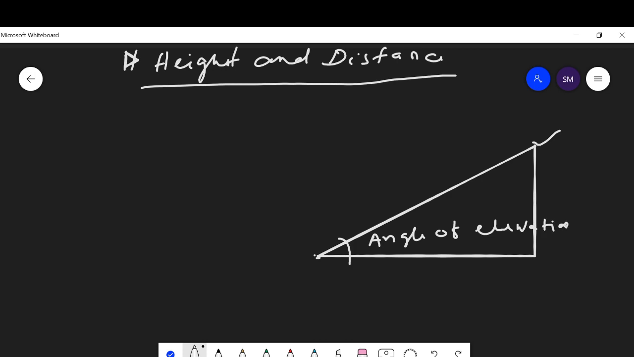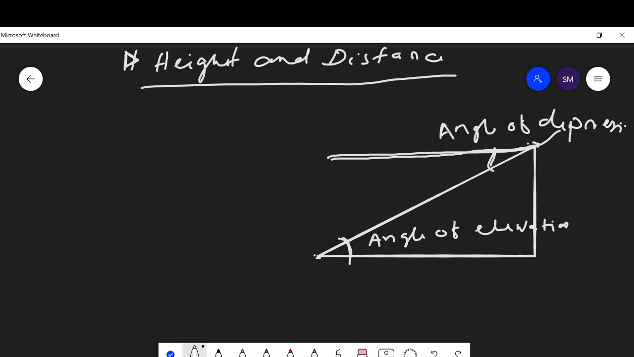And suppose a person is standing on the tower and wants to see the ground, then draw a parallel line with the ground. Then this angle is called the angle of depression. This is called angle of depression and this is called angle of elevation.